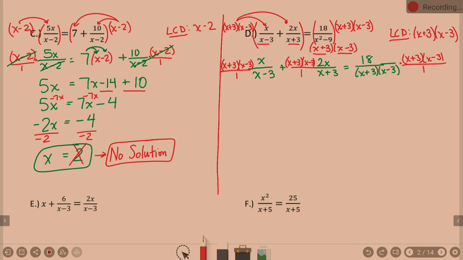First fraction, what cancels? X minus 3 cancels with x minus 3, leaving me with x times x plus 3. Plus, second fraction, what cancels? X plus 3 cancels with x plus 3, leaving me with 2x times x minus 3, equals. On the right, what cancels? X plus 3, x minus 3, leaving me with 18.